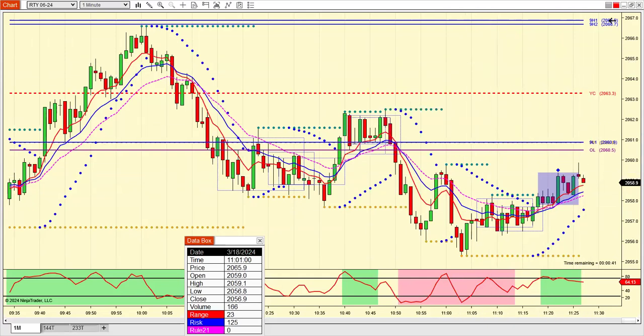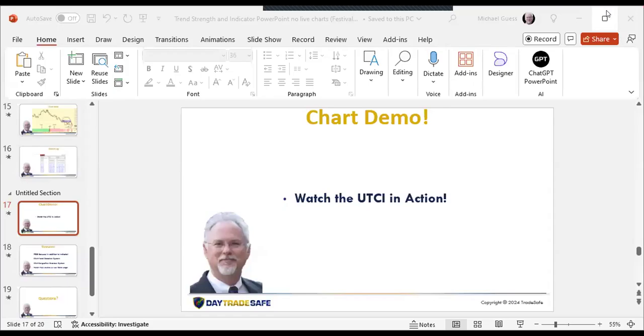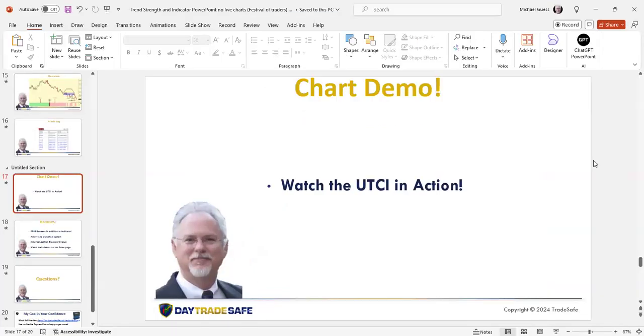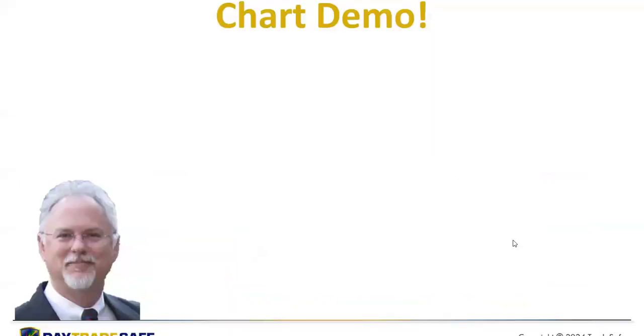So I'm going to stop the sharing and we're going to go back to what I was actually showing you earlier. If I can get rid of this data box here, I can go back to this, maximize it. You should be able to see it. Here we go. Okay, so that's what we just got through doing.